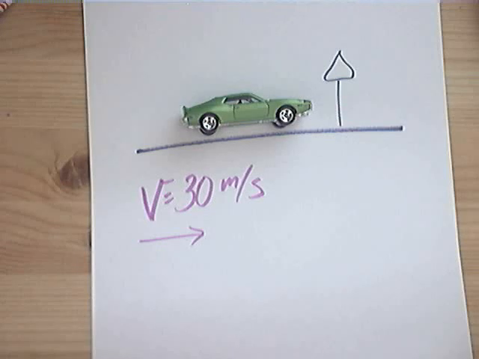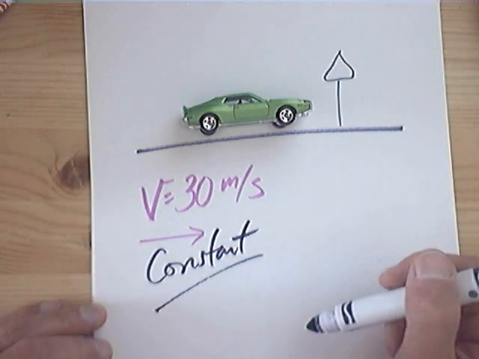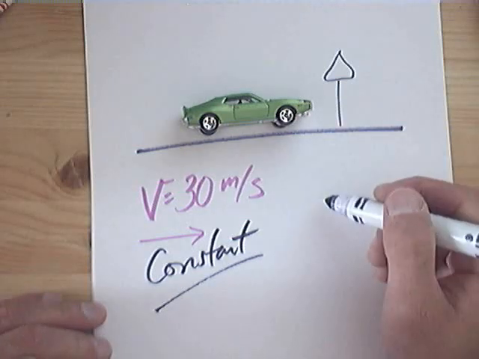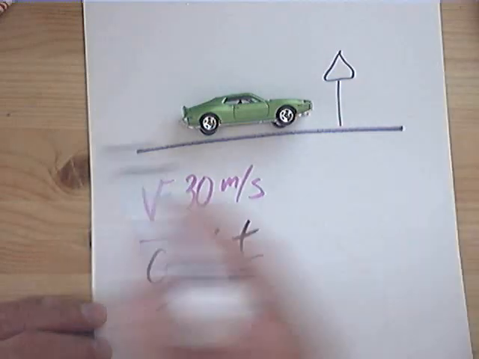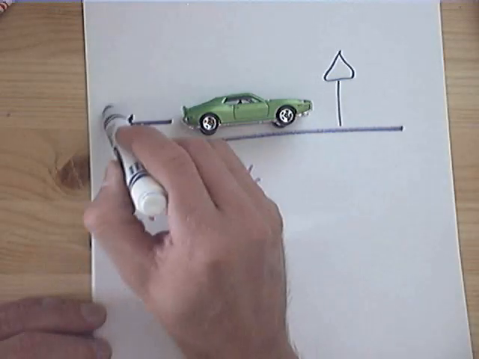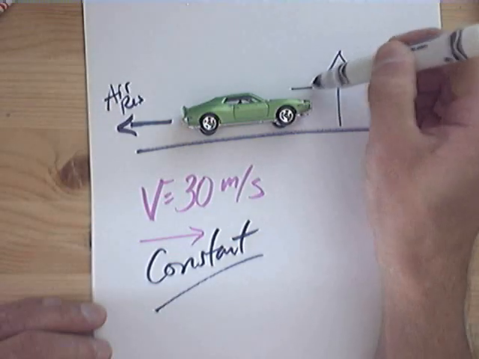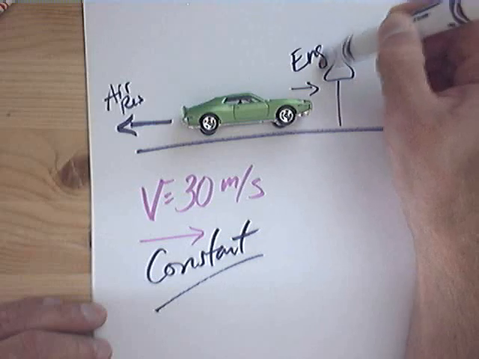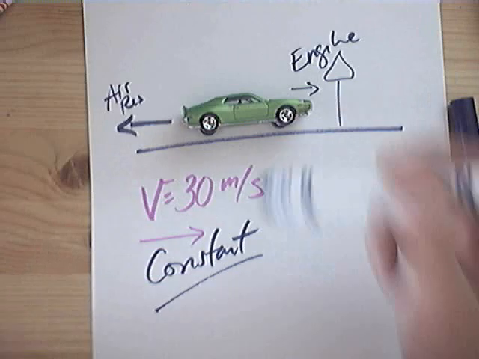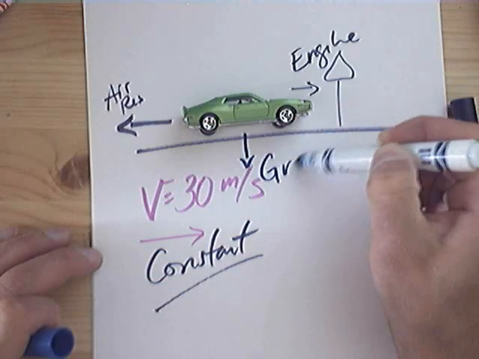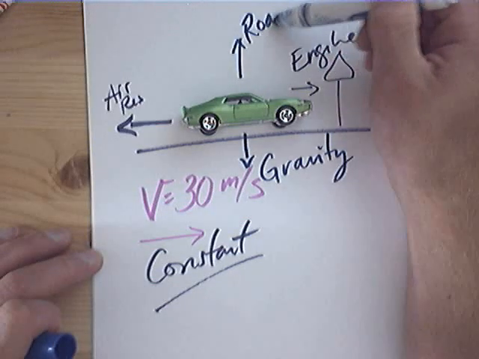If it's moving at a constant velocity, I better write that down, constant velocity, then the vector sum of the forces should all be the same. So what do we have? Well, we have air resistance pushing backwards. We have the force of the engine pushing forwards. Well, that's just in one dimension. What else do we have? We have gravity pulling down. We haven't talked about what that is yet. And we've got the road pushing up.